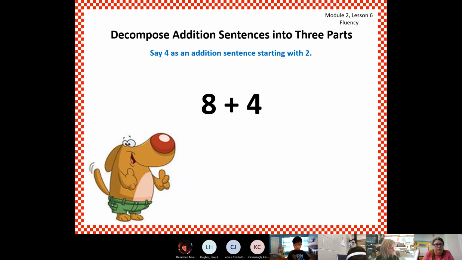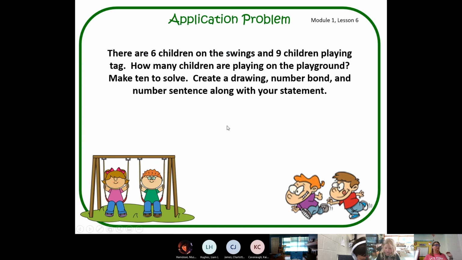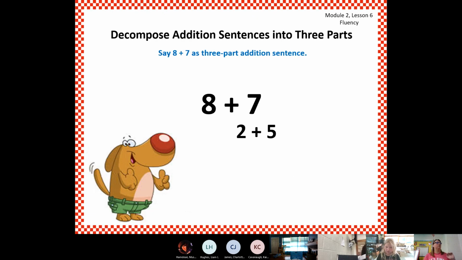Write it on your whiteboard. Good, Charlotte. Yes, Isaac? Can I go into the... Yes. All right, good. So 10 plus 2 equals 12. All right, let's do another one with the 8s. So write 8 plus 7.